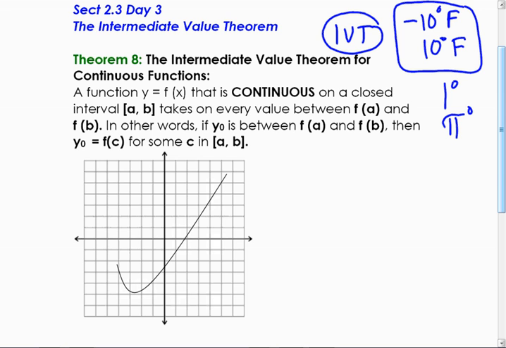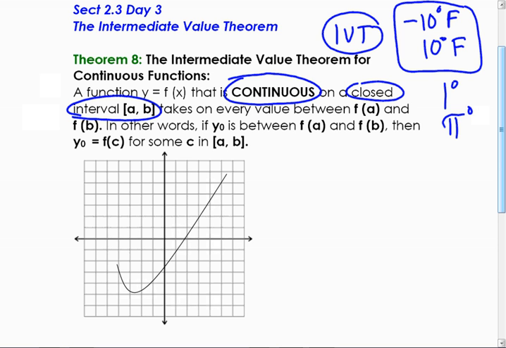So the formal theorem, and you're never going to have to say this, but the condition is you have to have a continuous function on a closed interval. So there's only like 6 theorems you have to know. This is one of them. What you have to know about this is the fact that it's continuous and it's a closed interval.